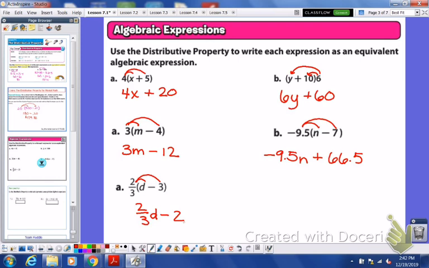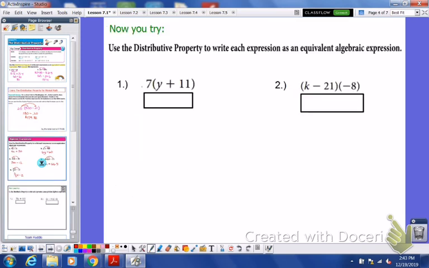Okay, so there's some examples using the distributive property with an algebraic expression. Again, notice we do not end up with just one answer. When you have a variable and a term without a variable, you cannot combine them when we're adding and subtracting. Okay, so now you try. Use your distributive property to write each expression as an equivalent algebraic expression. So 2 of them there for you to try. All right, guys, that's the end of lesson 1.